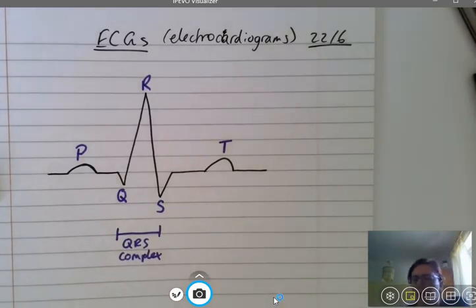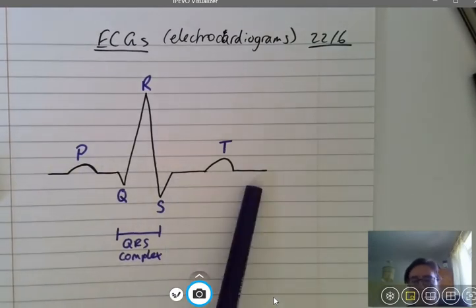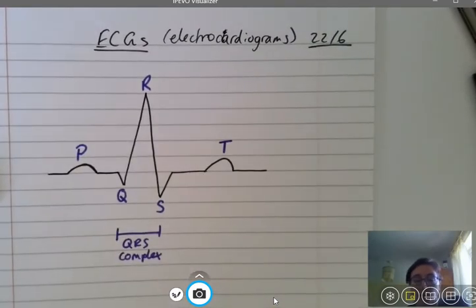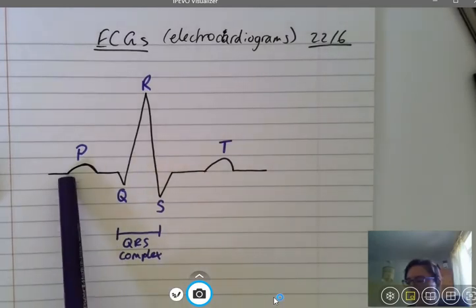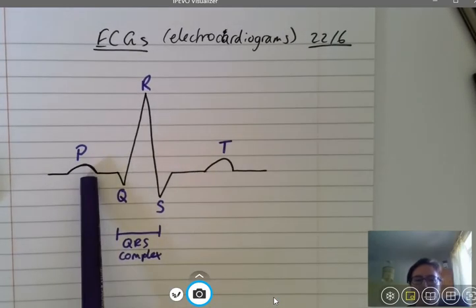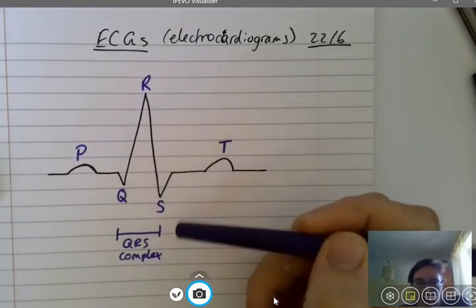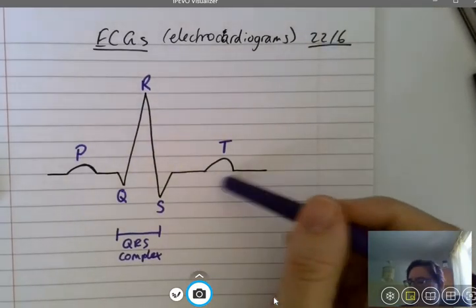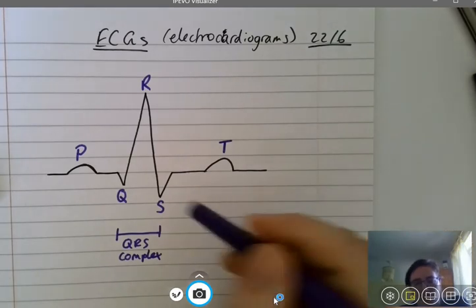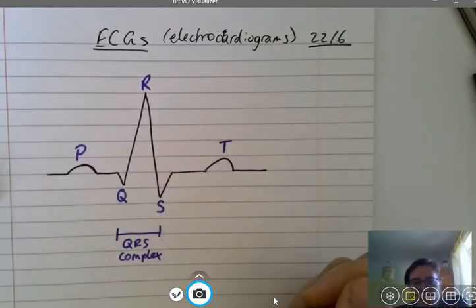Now have a quick think. If we're thinking of this as the whole heartbeat, so it's going to be the whole sequence of events, what do we think is happening at P? And then what do you think might be happening in the QRS complex, and then any ideas what T is. So just pause the video and jot down some ideas now.